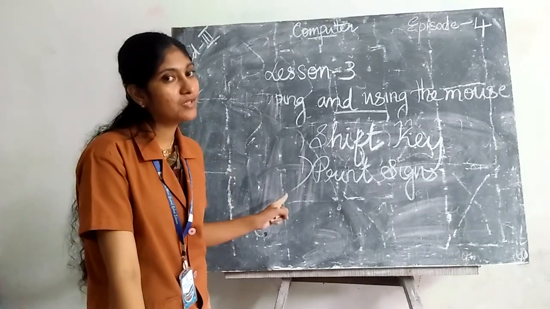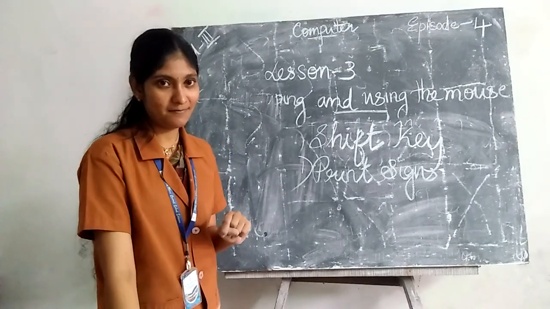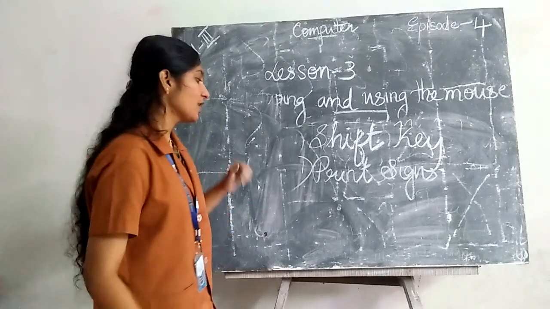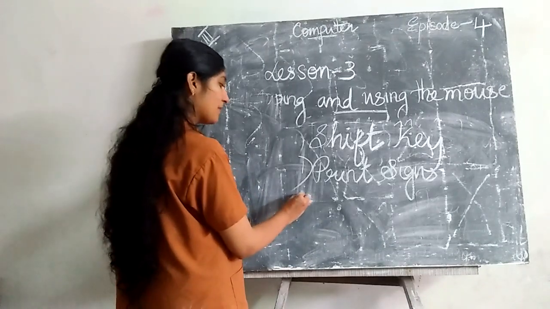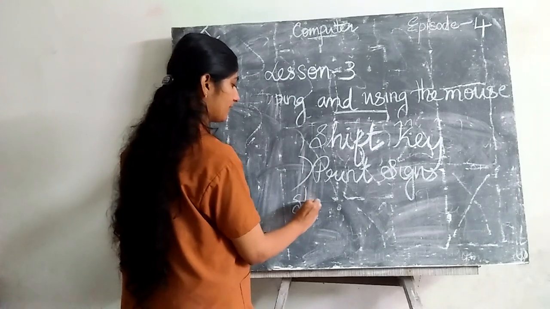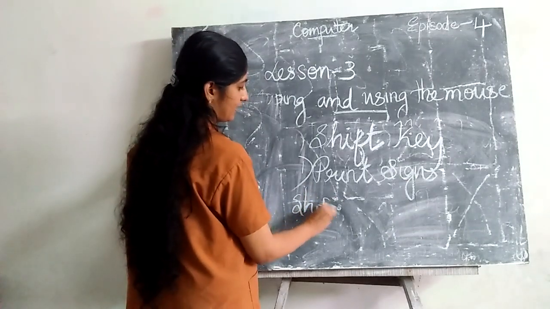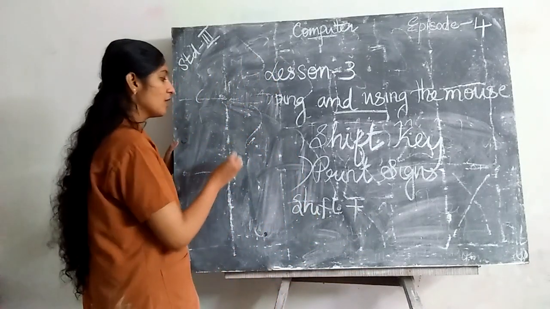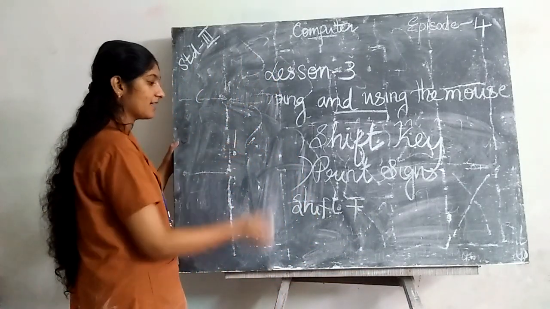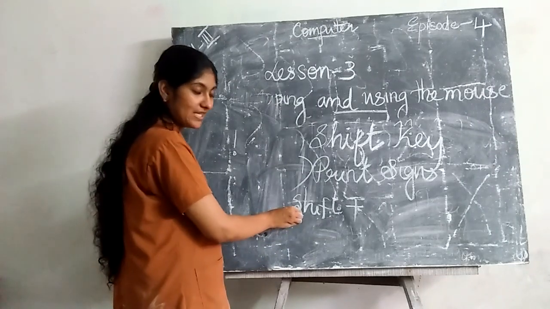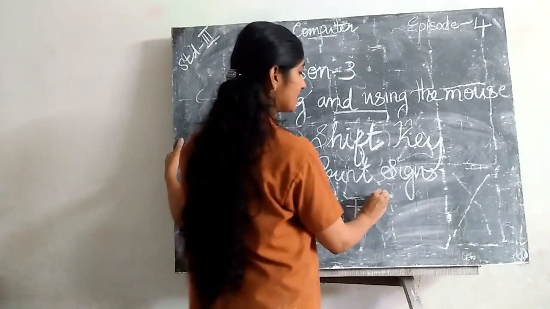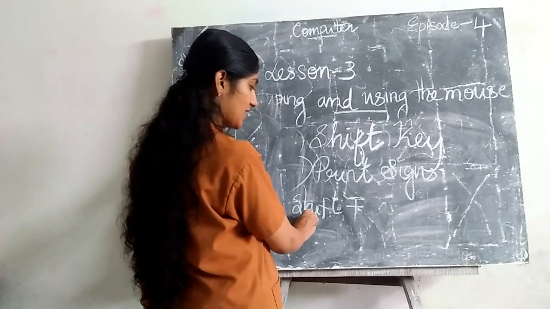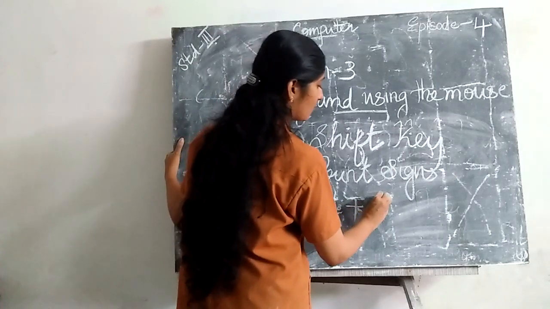We can use the shift key to print those signs. How is it printed? First press the shift key, then press that number. For example, if you want to print the exclamation mark, first press the shift key, then press number 1.